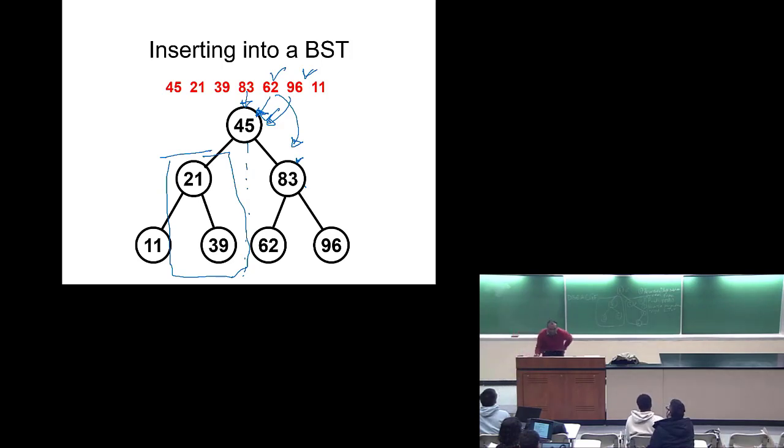Now we have the right subtree also, which is over here, and this right subtree is also a binary search tree. Right? 62 is less than 83, 96 is greater than 83. Can someone tell me something interesting that we can observe here in this tree? Something very interesting.